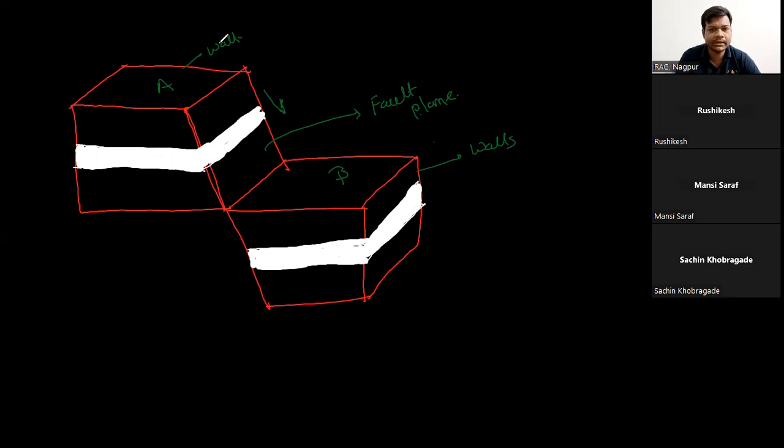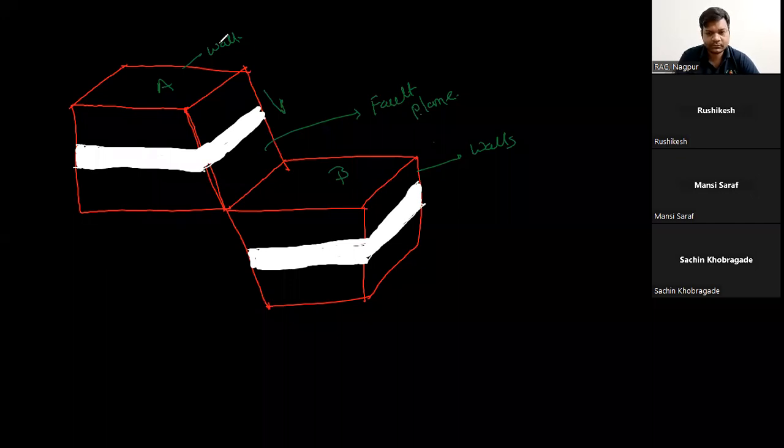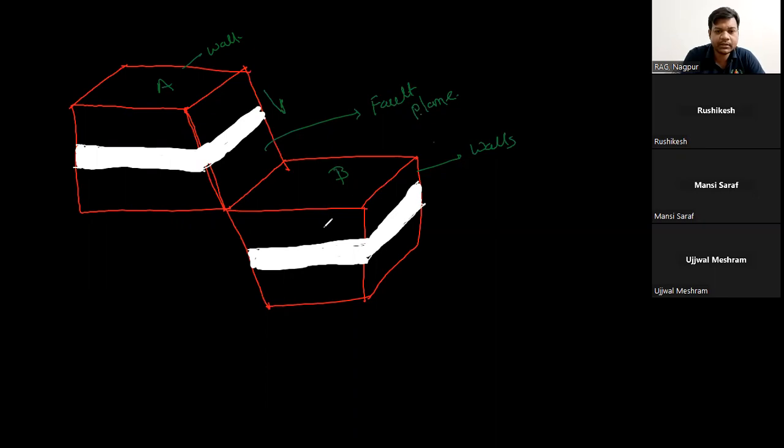Is everybody convinced with this? Yes, sir. That B is a hanging wall, but it appears to be going down. It is above the fault plane, but it appears to be going down.